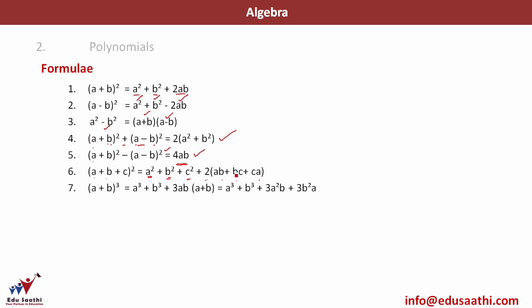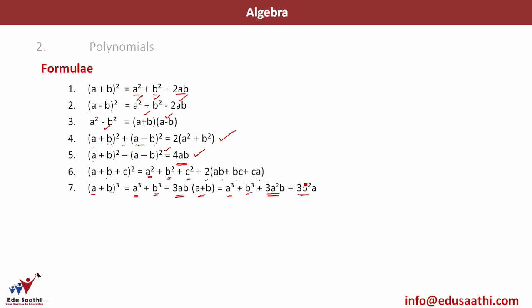Let's move to the cubic parts. (a + b) whole cube. So it will be a cube plus b cube plus 3ab into (a + b). Or if I look at it, a cube plus b cube plus 3a square b plus 3b square a.